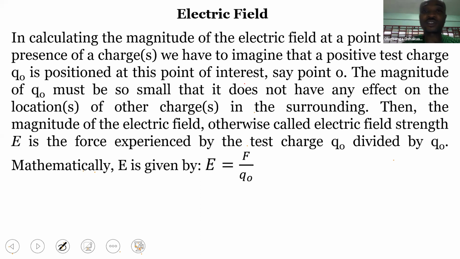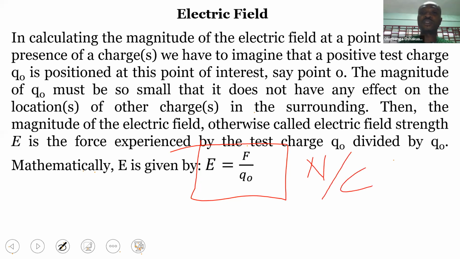So what I've just said is defined over here to say that the electric field is the force divided by the charge, the test charge. And the unit is Newton per Coulomb. Newton is for force and Coulomb is for charge. Since we are dividing force with charge, we can easily say that we are dividing Newton by Coulomb.